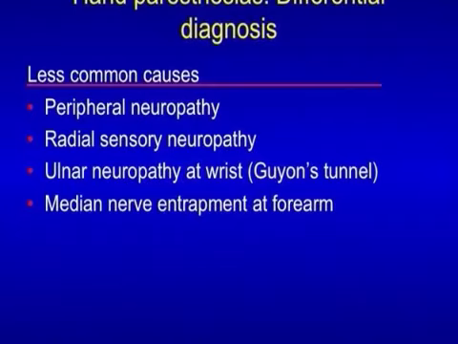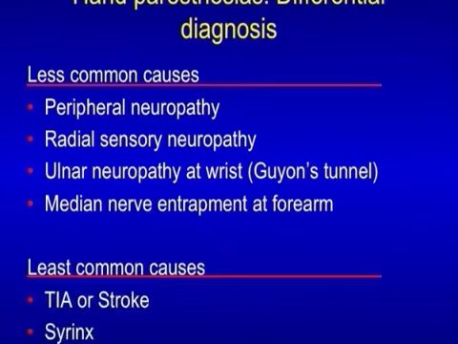Less common causes include early stage peripheral neuropathy or different entrapment neuropathies of the forearm, either radial sensory neuropathy, the ulnar nerve at Guyon's canal at the wrist, and a median nerve entrapment in the forearm, which also can mimic paresthesias of the hand. And finally, less common causes, TIAs or stroke or a syrinx.